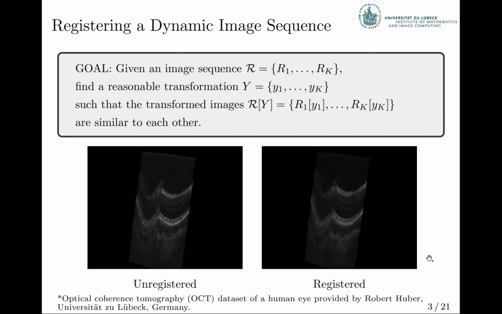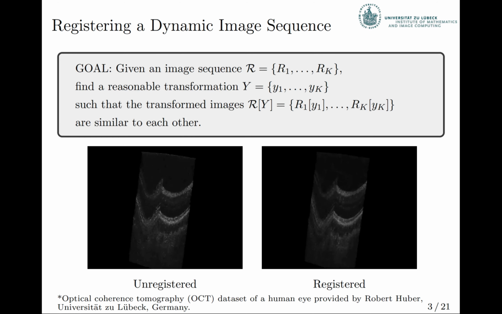So in this slide, you see two videos. On the left-hand side, you see an unregistered image sequence, and on the right-hand side, you see a registered image sequence. This is the scan of a human eye. And because during the scanning, the human eye is not stable, it moves. And that is why we see the fluctuations in these scans. The goal here is to correct these fluctuations and obtain a stabilized scan such that we can do some further analysis. And one of the analysis is the blood flow along these RP layers.